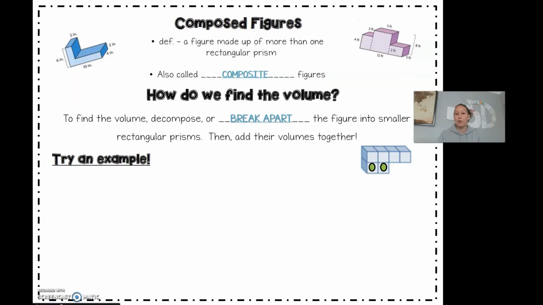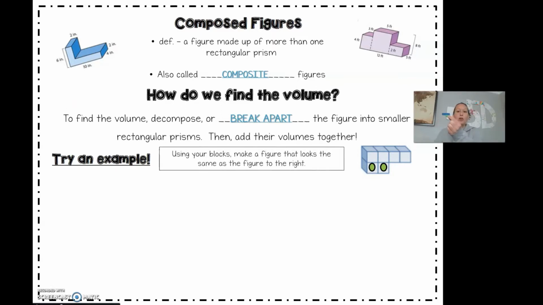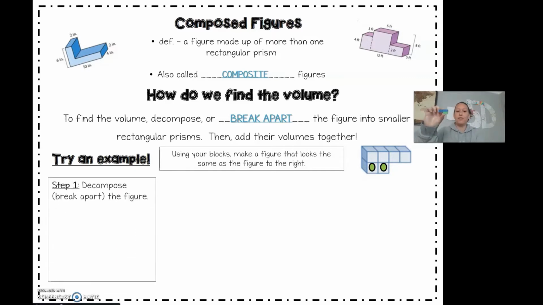So you see I have a shape over here. I put two green dots on the bottom because now it can match what my shape looks like up here. So I have a row of blue cubes and then below it a row of green cubes. I used my blocks to make a figure that looked exactly the same. In order to find the volume, the first thing we have to do is decompose, or break apart, this shape. So I'm going to split this apart into the top piece and the bottom piece.